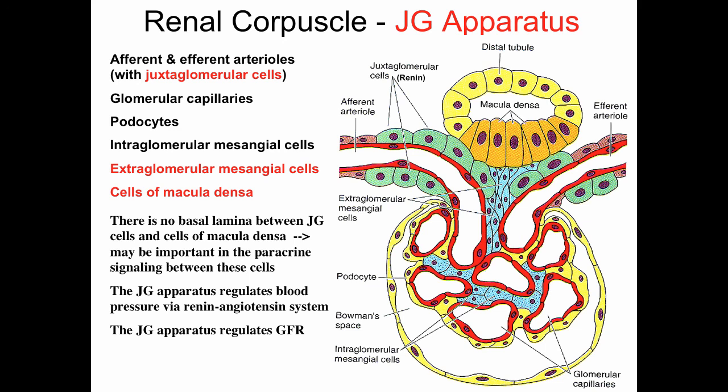There is no basal lamina between the JG cells and the cells of the macula densa, and we believe this plays an important role in the paracrine signaling between these cells. So we can say the JG apparatus regulates blood pressure by the renin-angiotensin system, and the JG apparatus may also regulate glomerular filtration rate. In that latter case, it may regulate glomerular filtration rate because many of these cells have contractile properties.